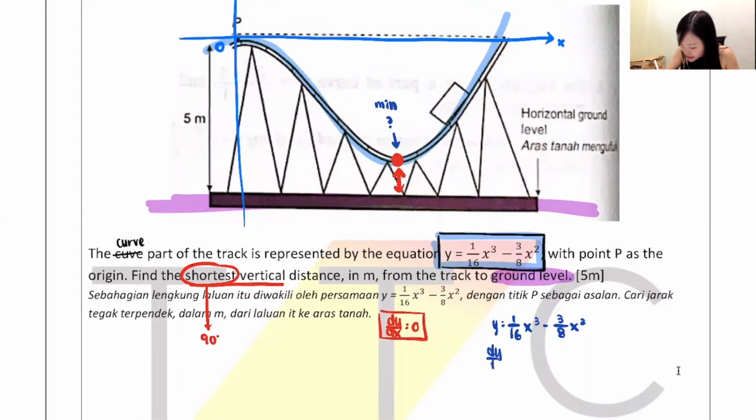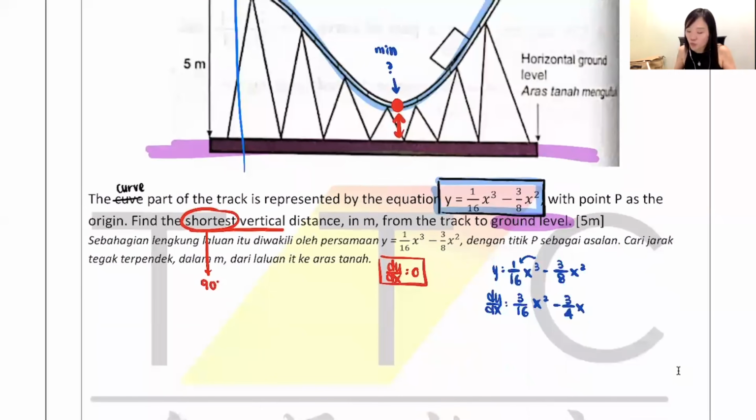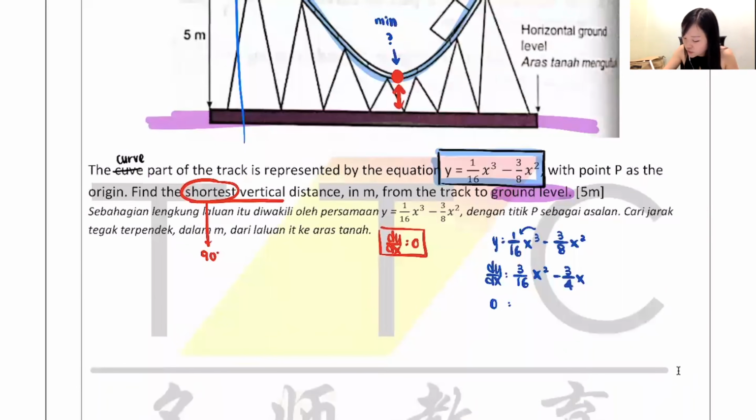Let's differentiate it. So my y equation will be this one. dy/dx: times and minus 1, 3 times this, 3 over 16, power minus 1, 2. 2 times 3 over 8, 3 over 4, power minus 1, 1x. So once I get dy/dx, we know dy/dx equals 0. Can straight away sub 0 inside. Normally if I can simplify, I will simplify. I don't like fractions. Everything I can times 16, I times 16. So 3 over 4, if I times 16, it will be 12x. Can continue to divide by 3, I will divide by 3. I think this is the simplest form.